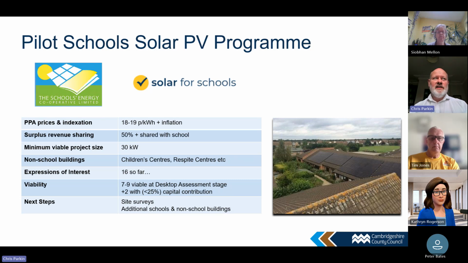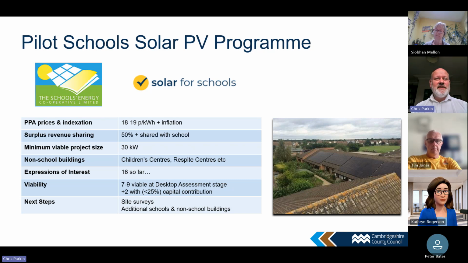Broadly, they have quite a similar offering, and I think we're seeing similar kinds of conclusions from the work so far, that potentially they could be offering electricity at 18 to 19 pence per kilowatt hour to schools rather than the 32-ish pence per kilowatt hour that a lot of schools are paying at the moment. They then offer surplus revenue sharing with the school.